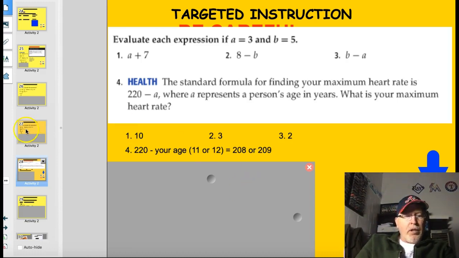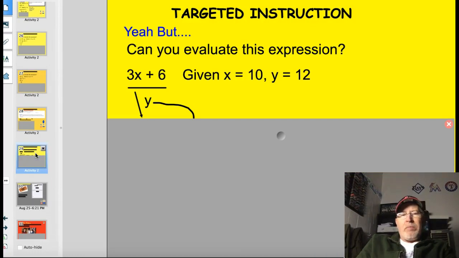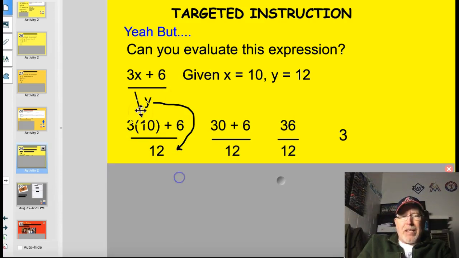All right. Let's take a quick look at the next one. What? You can't put variables on the top and the bottom? Yes, I can. Yes, I will. Sorry. What's the big deal? Substitute them in. So look, I just recopied that whole problem. There's my parentheses because the x is right next to it. I substituted in. That's just 3 times 10 plus 6.